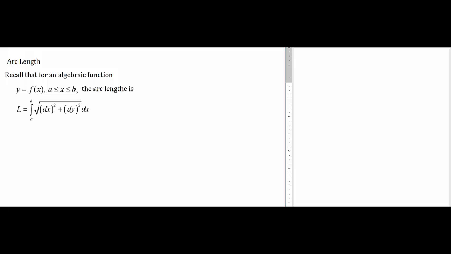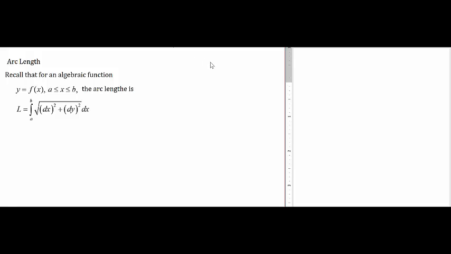Arc length. So let us review the basic concept from algebraic functions. Recall that for an algebraic function y equals f of x, where x is between a and b, meaning a is less than or equal to x, less than or equal to b, then the arc length is L equals the integral from a to b. Under the radical sign we have dx squared plus dy squared, and integration with respect to x, where dy/dx is f prime of x.